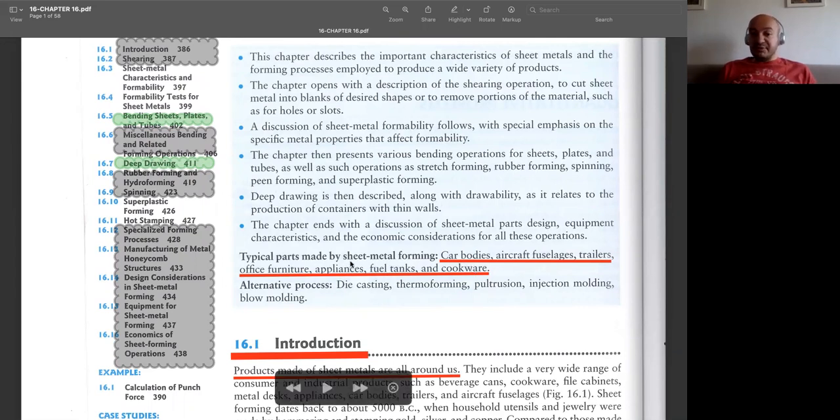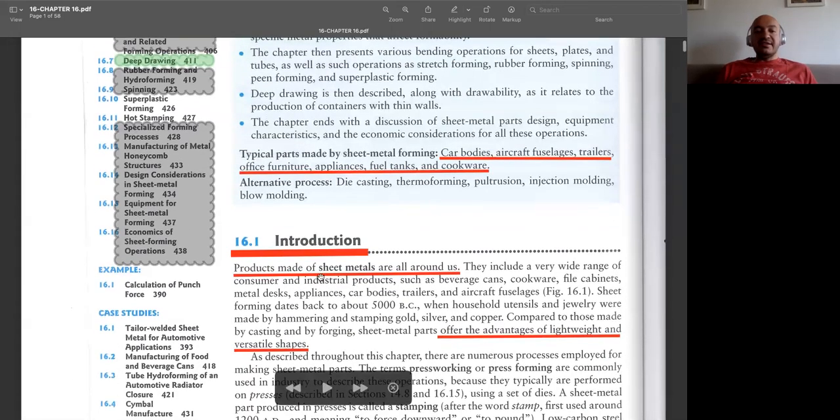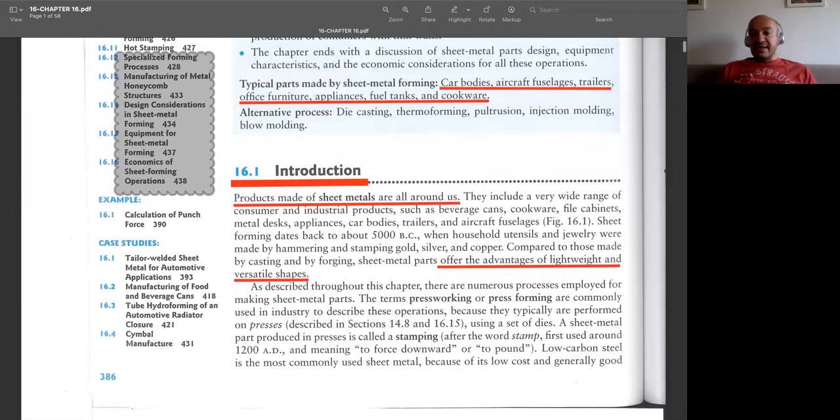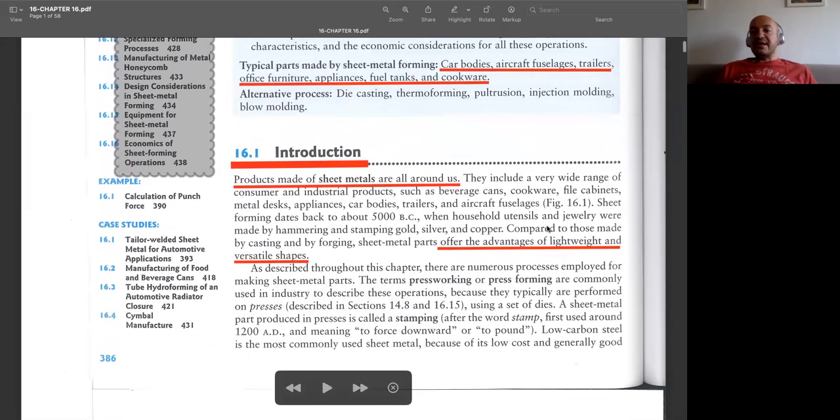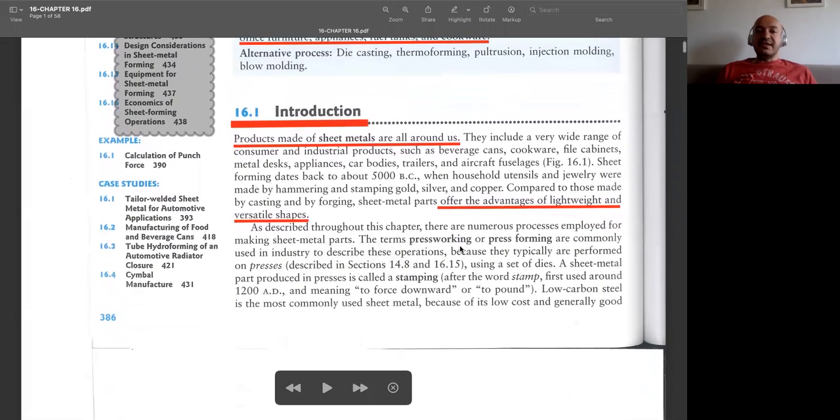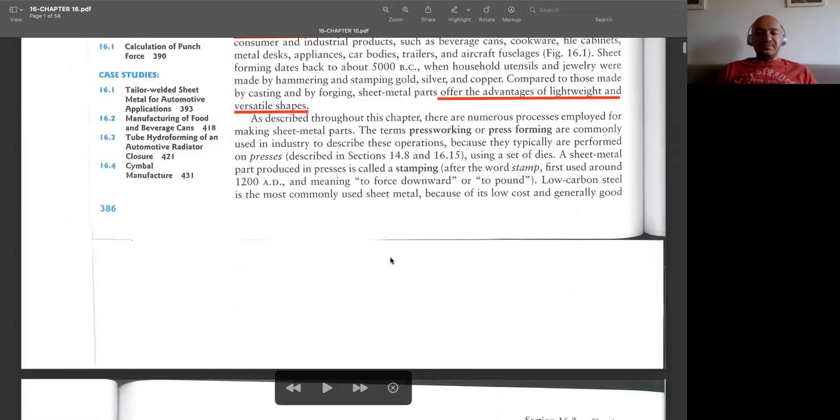some trailers, and some pipes can also be manufactured with the help of sheet metal processes. So we can say that these parts are all around us, and you can see many parts in your home which are made using sheet metal processes. The main advantage of these processes is that the resulting pieces usually are lightweight, and you can easily give various, versatile shapes to these sheet metals to obtain various products.